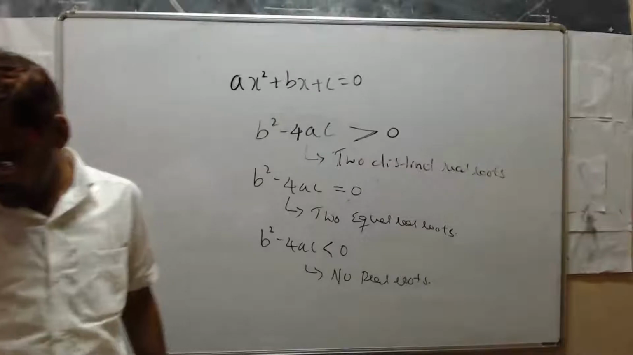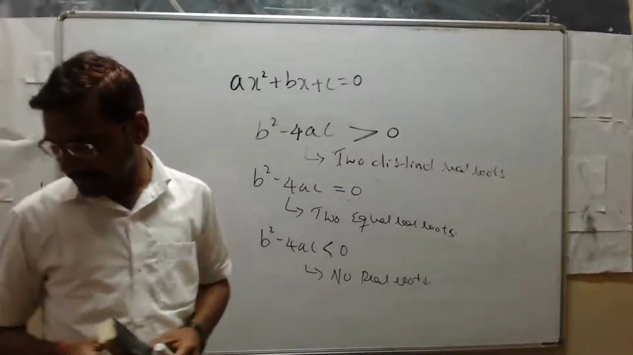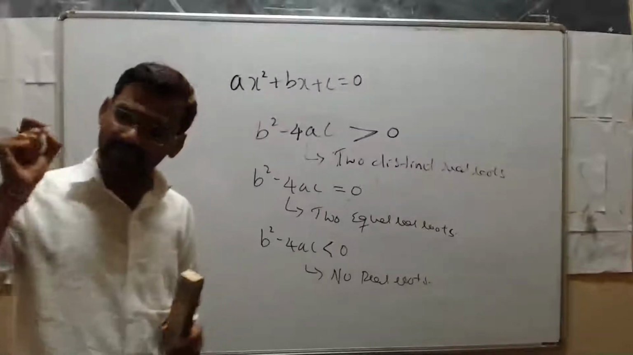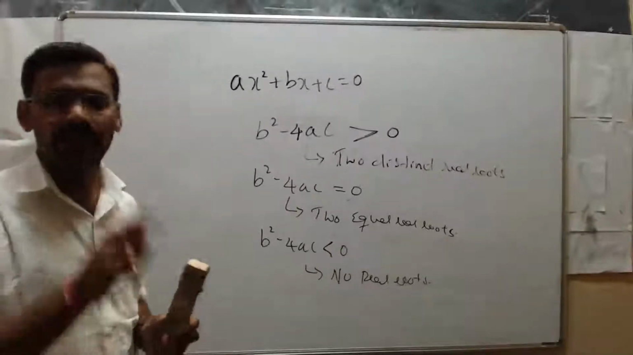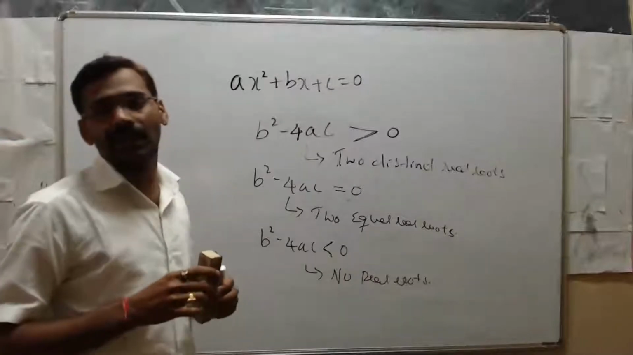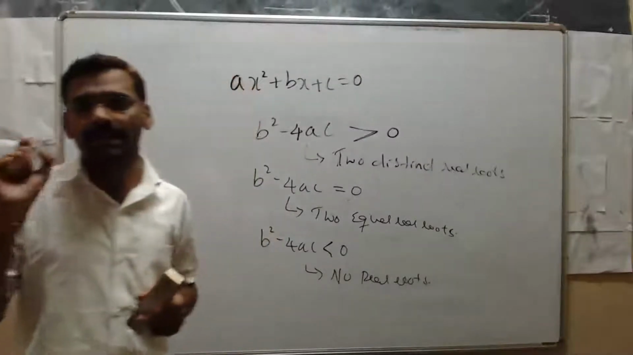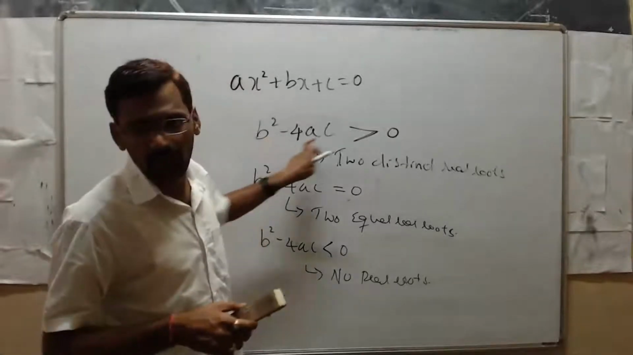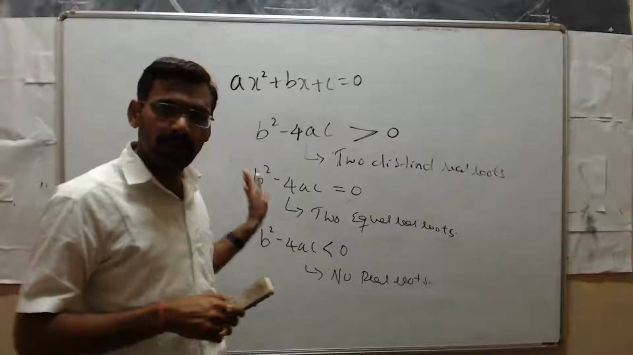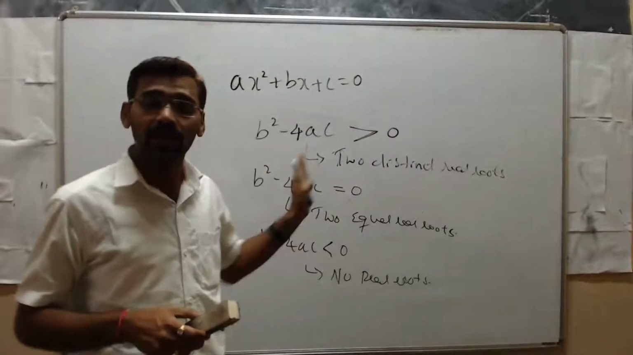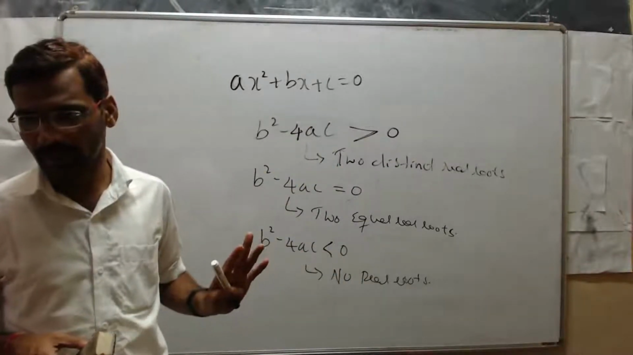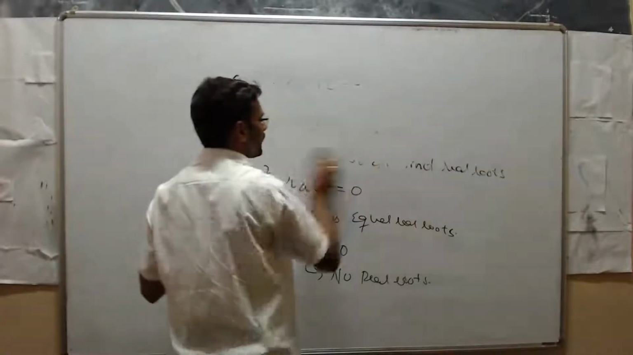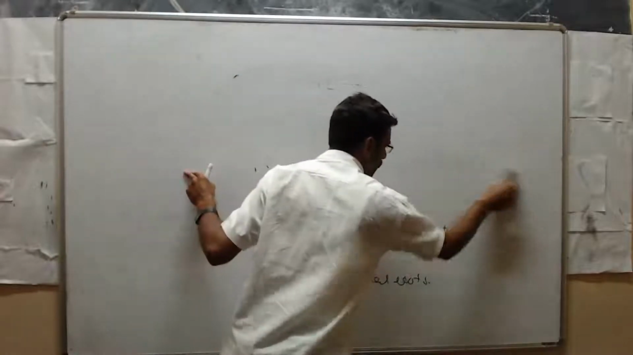Okay, first example: find the discriminant of the quadratic equation and hence find the nature of its roots. First find the discriminant, then decide the nature of the roots. This kind of question is definitely asked for 1 mark. Discriminant of a quadratic equation means we have to find the value of b square minus 4ac. After finding it, we decide the nature of the roots.